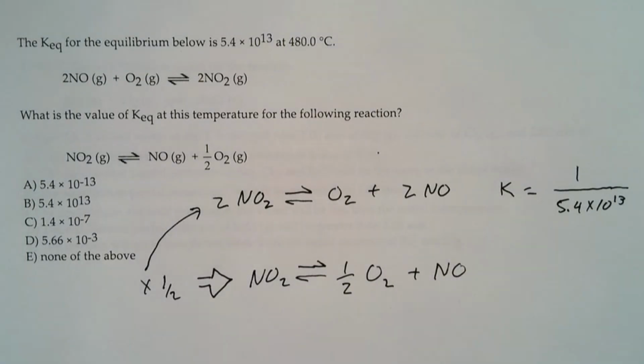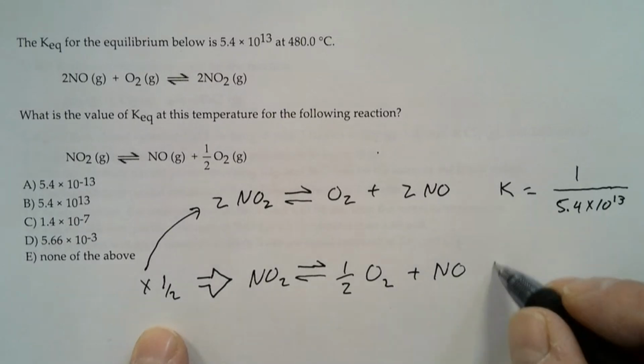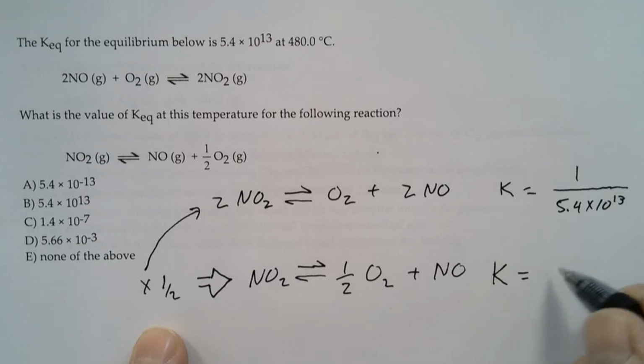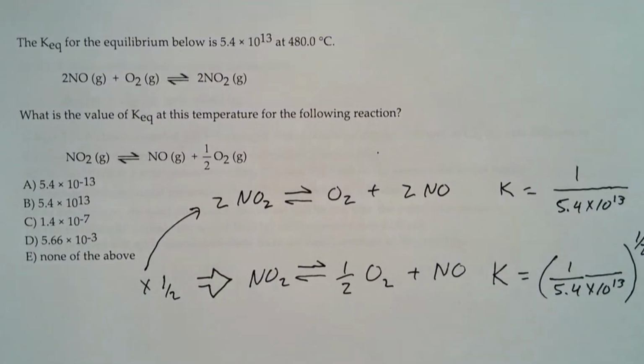Alright, so now I have this thing. So if I multiply an equation by a number, what do I do to the equilibrium constant? Exponent. Yeah, I got to raise it. So now my K for this is going to be this thing, raised to the 1/2. What's another way of saying raised to the 1/2? Yeah, it's the square root.